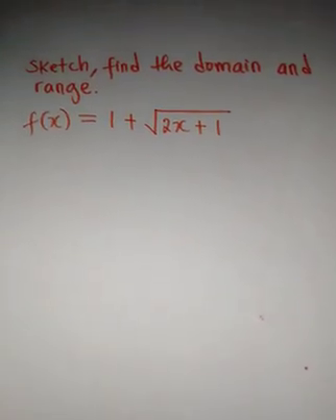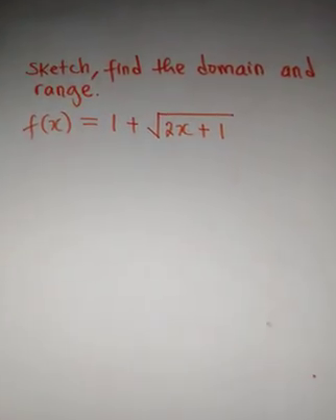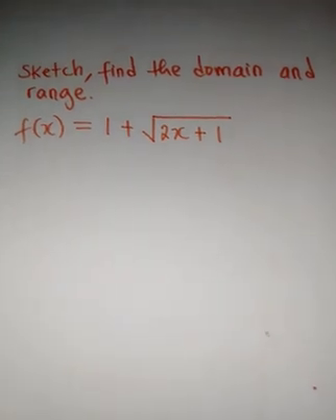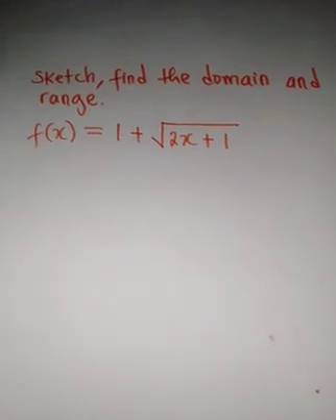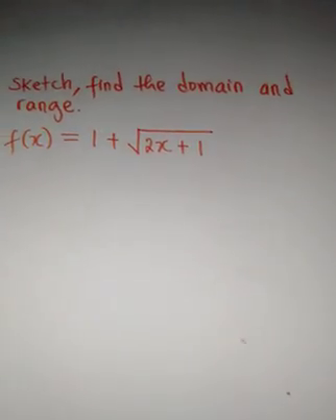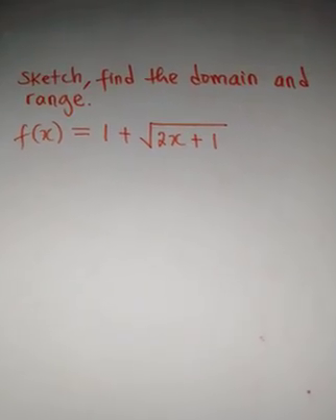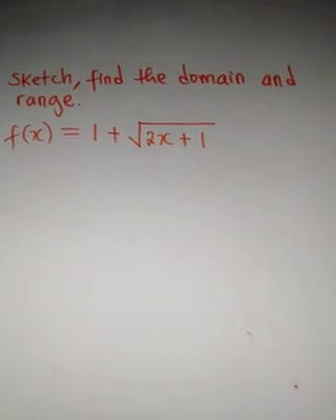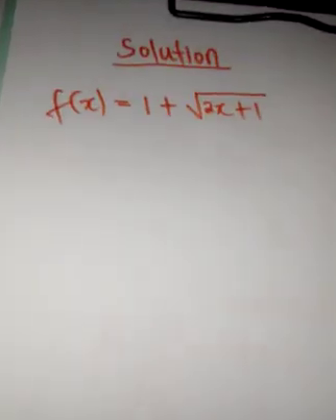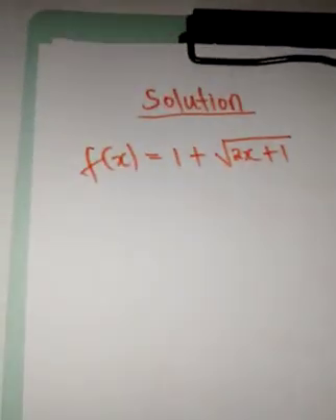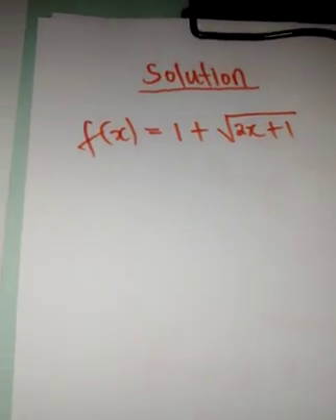In this video, we'll sketch the graph of f of x equals 1 plus root of 2x plus 1, and also find the domain and the range. Okay, so we have f of x equals 1 plus root of 2x plus 1. So to sketch this one, we should first know the general graph to use.